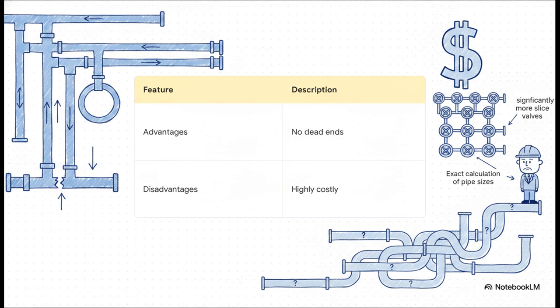But, of course, there's a trade-off. It requires significantly more slice valves to isolate sections during repairs, and you need much longer pipes overall, making it highly costly to construct. Also, because water is sloshing around from various directions at once, the exact calculation of pipe sizes becomes a real headache for engineers.